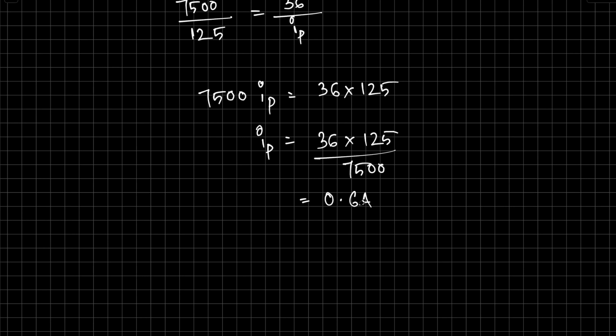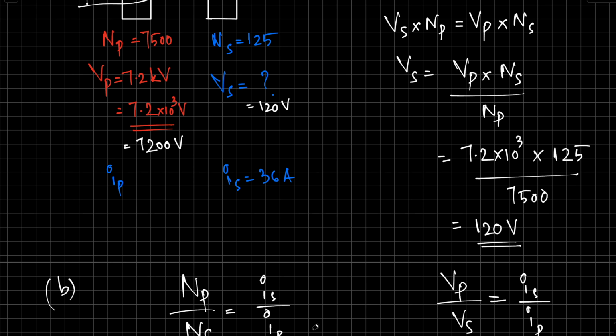0.6 ampere. Current in the primary is 0.6 ampere. Yeah, answer makes sense because a step down transformer should increase the current. Current in the primary is 0.6 and current in the secondary is 36 amps.